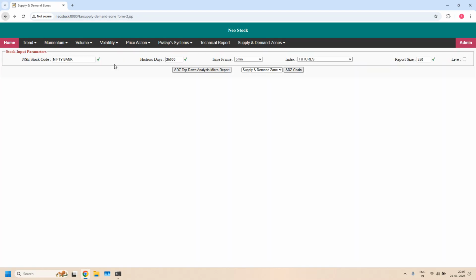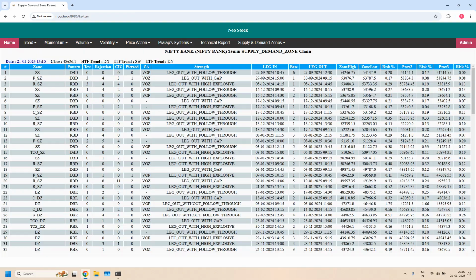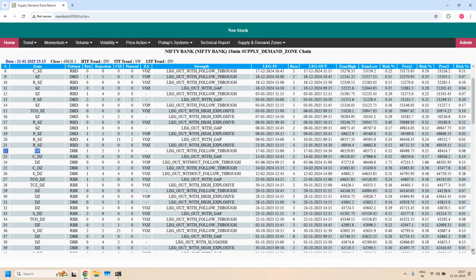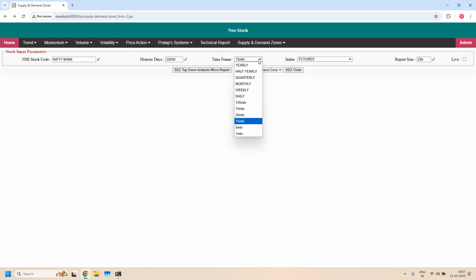But let me go back and generate 15-minute supply demand zone chain once again. Where are the demand zones here? 22nd. Maybe if you want to watch more demand zones, let me scroll the list down. So these are the 15 minutes supply demand zone chain. Okay, next, 5 minutes supply demand zone chain for BANKNIFTY.